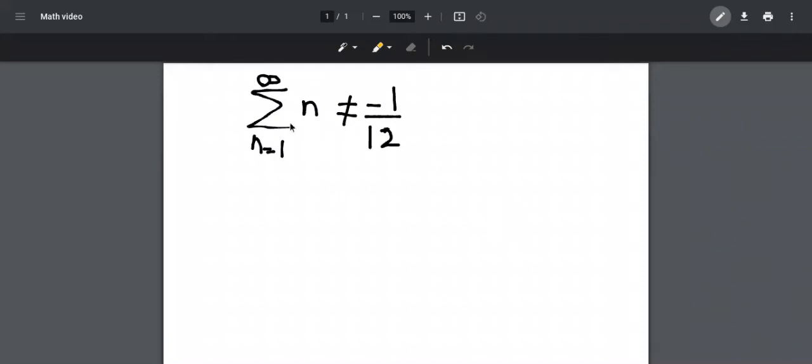Hi, I'm Keon, and in this video I'm going to show you two proofs that show that the sum of natural numbers from 1 to infinity is not equal to negative 1 over 12. I'm sure that many of you have seen different proofs from Numberphile that, by rearranging terms, showed that this sum approaches negative 1 over 12.